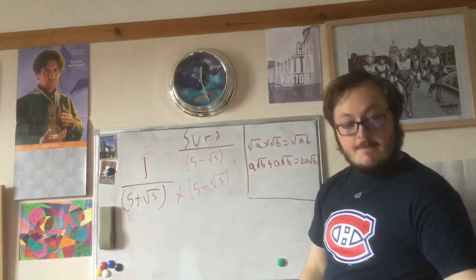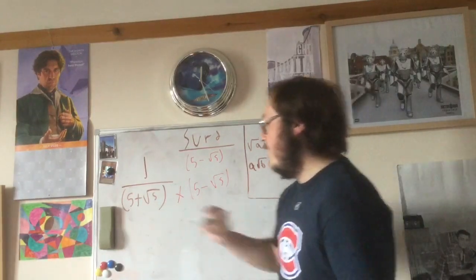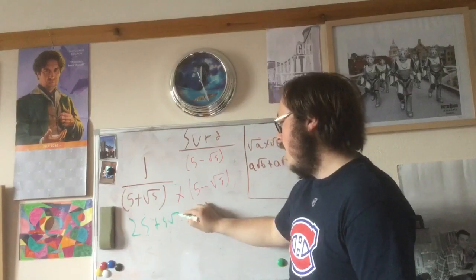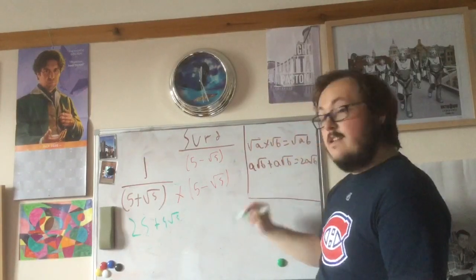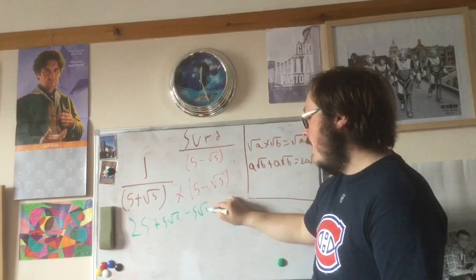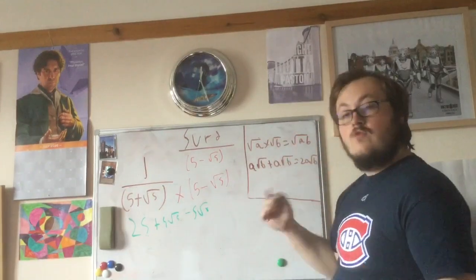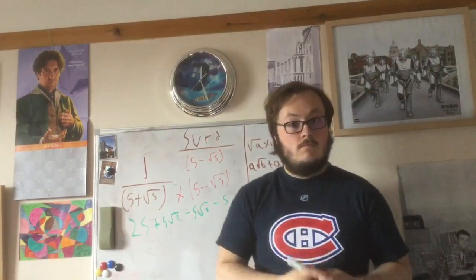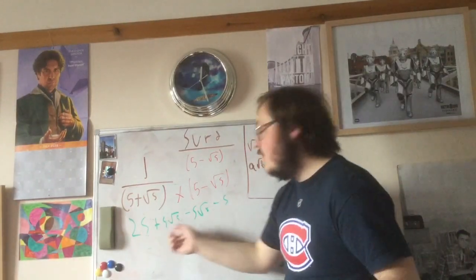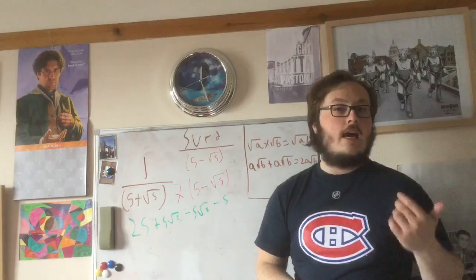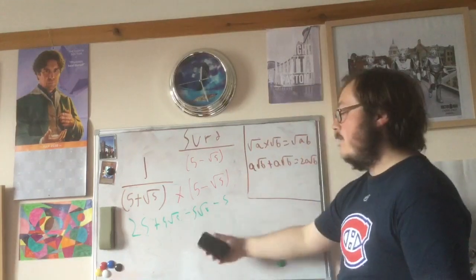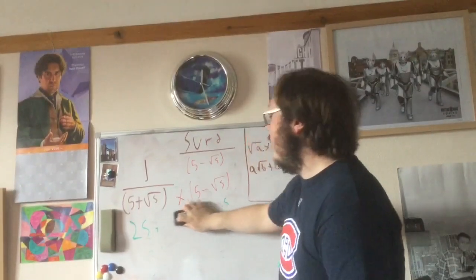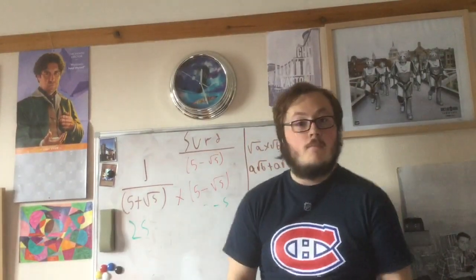When we expand these brackets, we do 5 times 5, that gets us 25. Root 5 times 5 gets us 5 root 5. 5 times negative root 5 becomes negative 5 root 5. And root 5 times negative root 5 becomes negative 5. Now you can tell from this that the surds actually cancel each other out. So 5 root 5 minus 5 root 5 actually becomes 0. So the denominator is now just 25 minus 5.